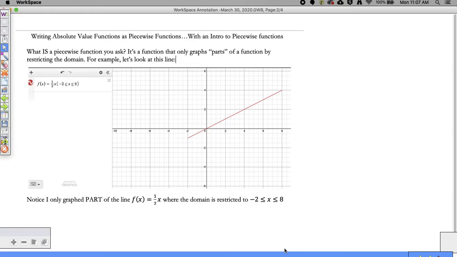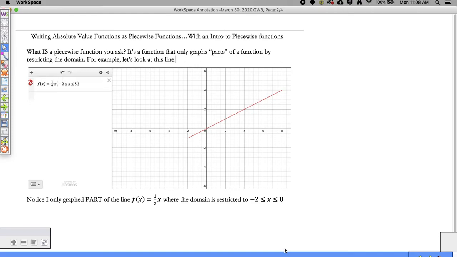Guys, we started working on absolute value functions, and realizing that these are absolute value linear functions because they all look like lines that form V's and all that. But before we enhance all of the absolute value functions, we're going to take a step back and take a look at piecewise functions. And what is a piecewise function, you ask? Well, it's a function that graphs parts of a function by restricting its domain.